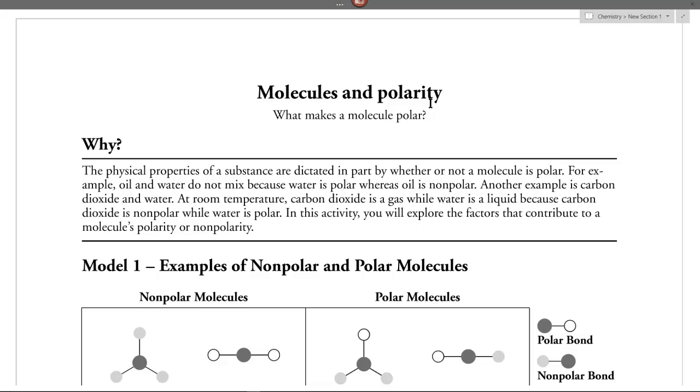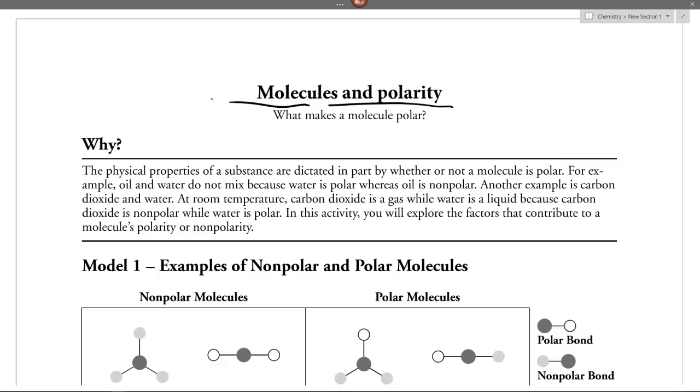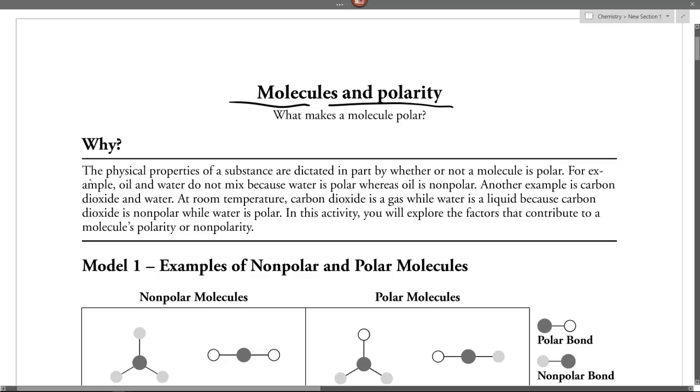We're going to take a look at molecules and polarity and see if we can sort out what some of these things are for you. Why are we doing this? The physical properties of a substance are dictated in part by whether or not a molecule is polar. For example, oil and water do not mix because water is polar and oil is nonpolar.